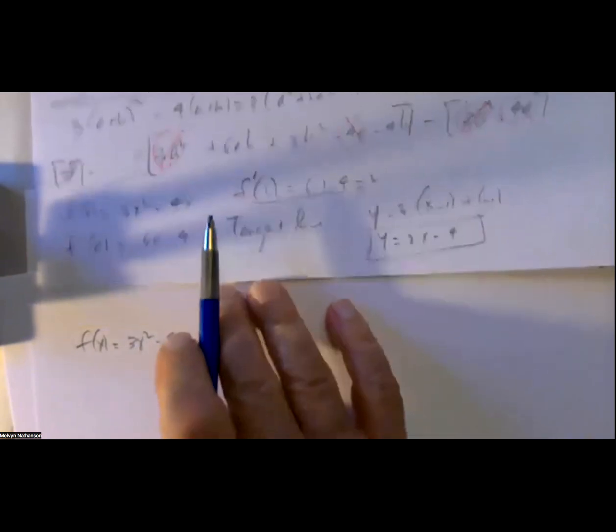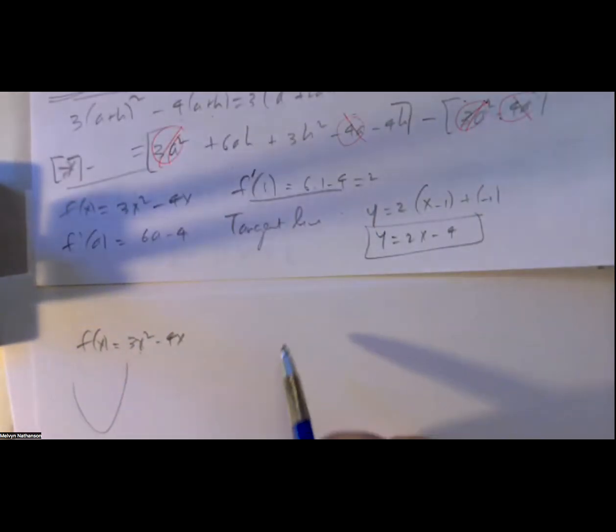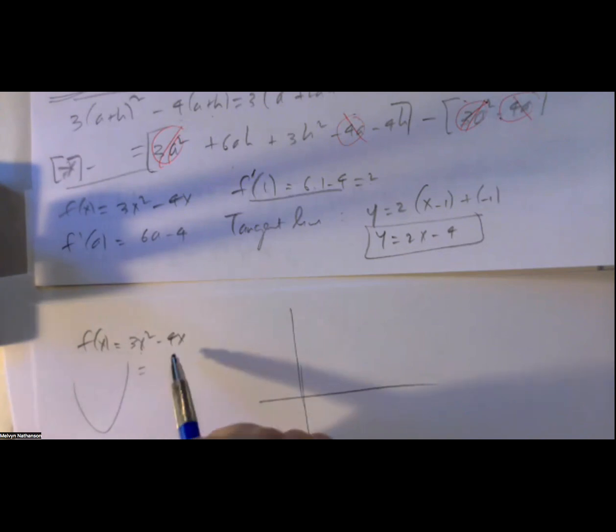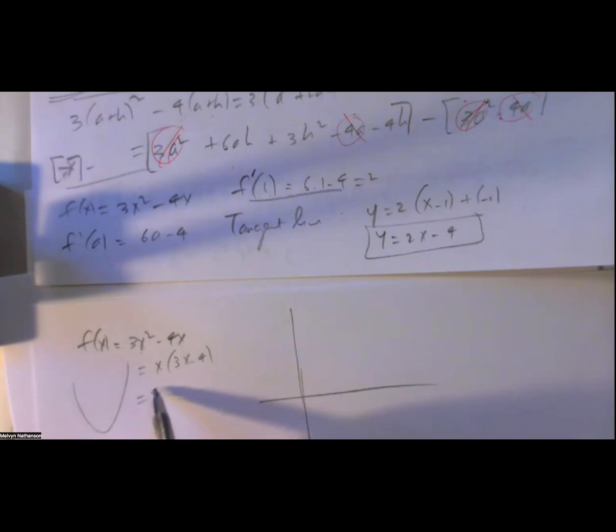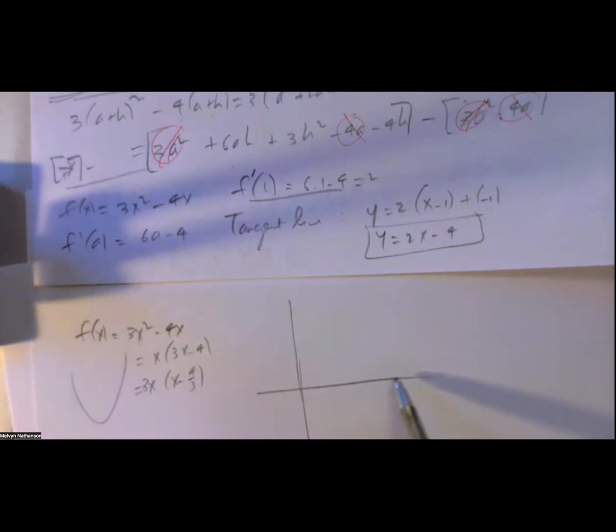So let's see if I can actually sketch a proof of this. So if I have f of x equals 3x squared minus 4x, this is a quadratic with a positive leading coefficient. So we know this is some parabola opening up. Let's see if I can figure out what it looks like. This is the same as x times 3x minus 4, or x times x minus 4/3 times 3.